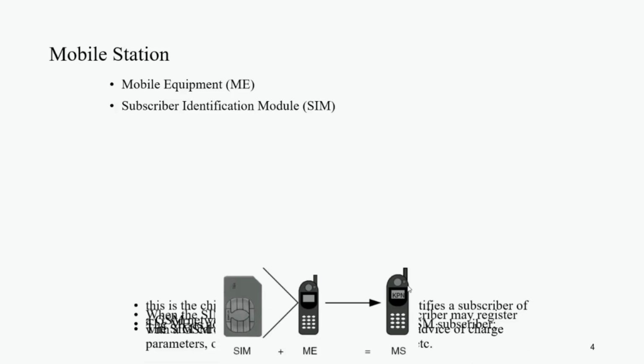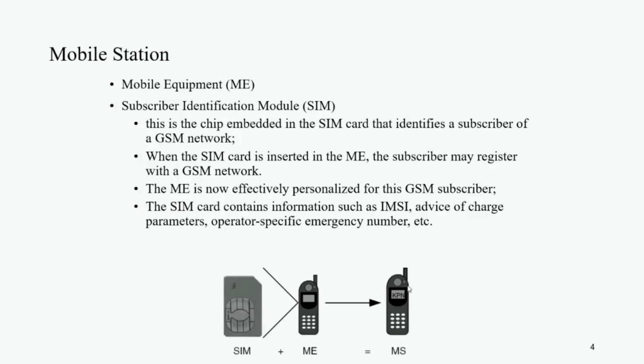Now, what is SIM? A SIM is a chip which is embedded inside a SIM card. From the SIM we identify to which subscriber network the SIM card belongs. When we insert the SIM card into our mobile set, it registers in the HLR of the GSM network, and the mobile equipment is now personalized for this GSM subscriber. The SIM card also contains another piece of information, IMSI, International Mobile Subscriber Identity.